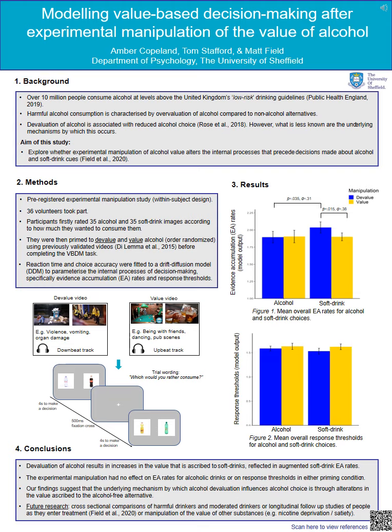It would be interesting for future research to expand upon this manipulation study by looking at real-life behaviour change, either with cross-sectional comparisons of different types of drinkers or in a longitudinal study of people as they enter treatment and then forward in time. It would also be interesting to see if similar findings arise with the manipulation of the value of other substances.